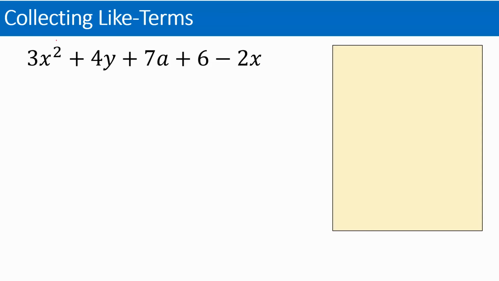3x, 4y, 7a, 6, and 2x. Very good. You said 3x, but it's 3x squared. So that's one term. Yeah, 4y, that's correct. 7a, that's also correct. 6, and then you got the minus 2x as well. So that is 5 terms. Were you going to say something else? Yeah, so 3x. Okay, fantastic. So you got 3x squared, 4y. These are your 5 terms.